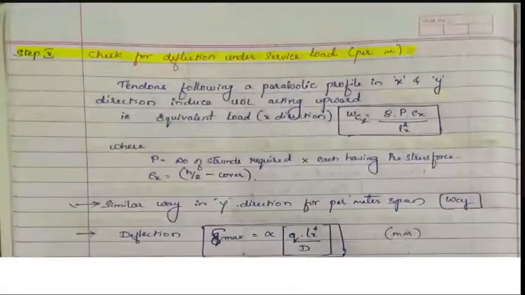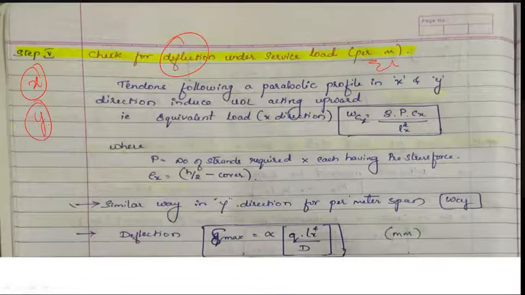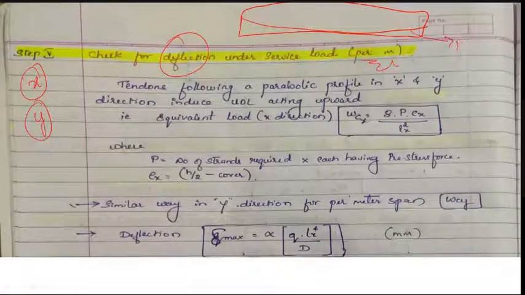After that, what should we do? We should go for the determination of deflection under the service load, that too per meter. Again, what we do here? We will go for x direction. We will go for y direction. And we assume that, suppose this is my slab. My cable profile is parabolic in form, due to UDL. It is in parabolic form.